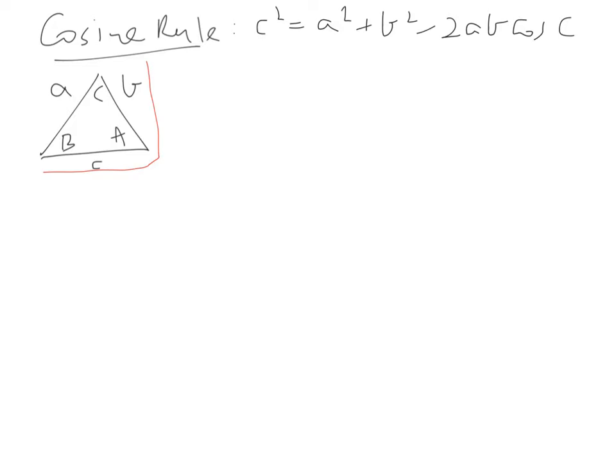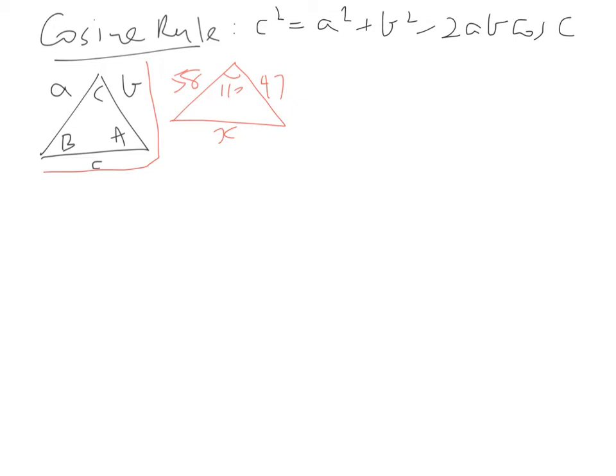So the first question had a triangle that looked like this: 58, 47, and x, and we had an angle here of 110. So what we're trying to do is solve for this side length here of x. So we substitute these values as A and B, and that's our angle C. So we're trying to solve for C squared.